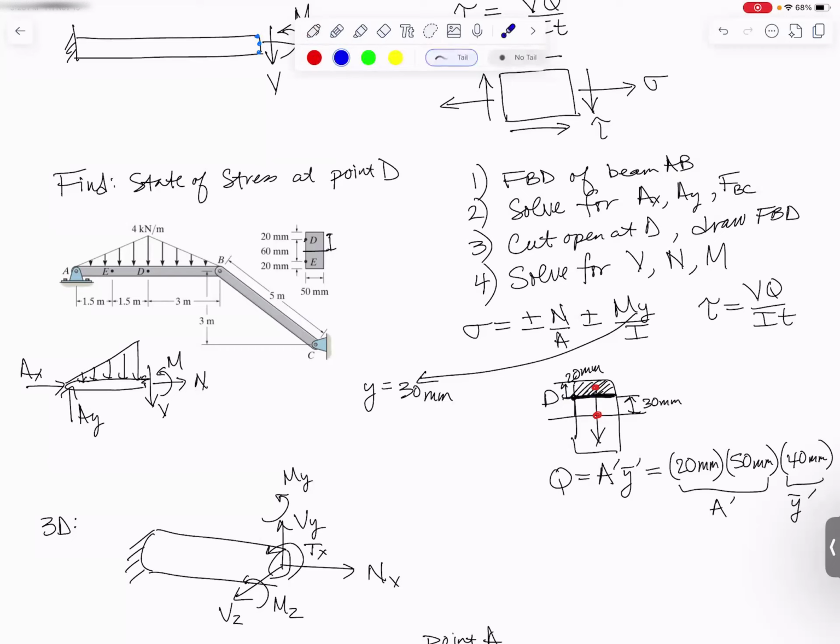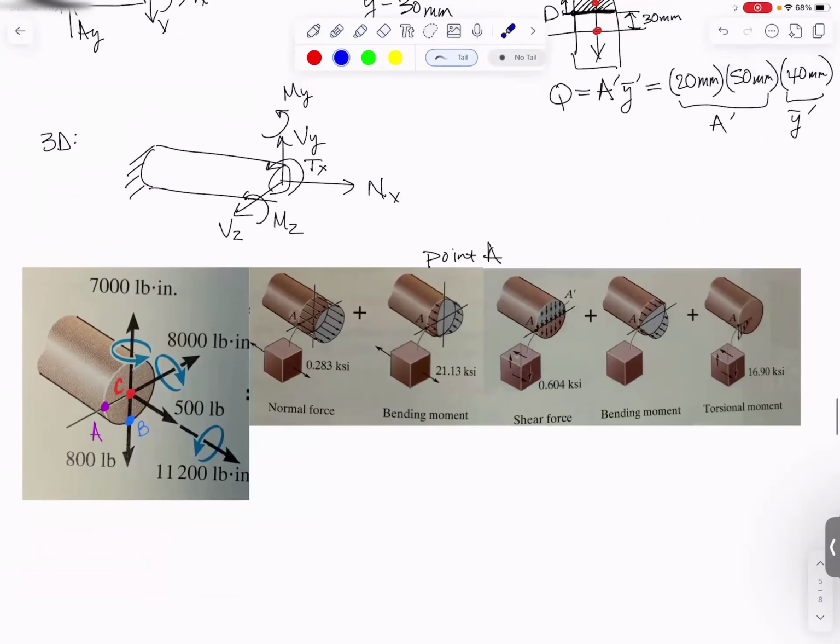At point D, we would figure out, depending on the direction of M and N, whether they add or subtract at that point, whether the overall stress is positive or negative. Let's do 3D. The rest of this is just about 3D combined loads.